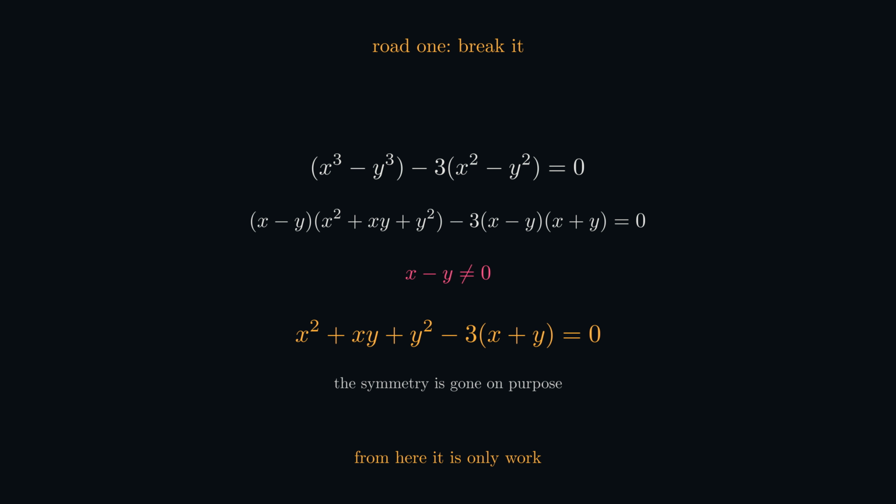That division is the whole decision of this road. It is legal, it is one line, and it deliberately destroys the symmetry we were handed. What remains is a single equation in 2 letters with no structure left in it, nothing elegant to hold on to, and nothing to think about either. From here it is only work.